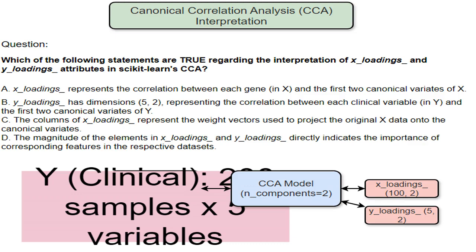The CCA model is applied with n_components equals 2. This means CCA is creating two new variables, canonical variates, that capture the maximum correlation between the gene expression and clinical data. These new variables are linear combinations of the original variables.